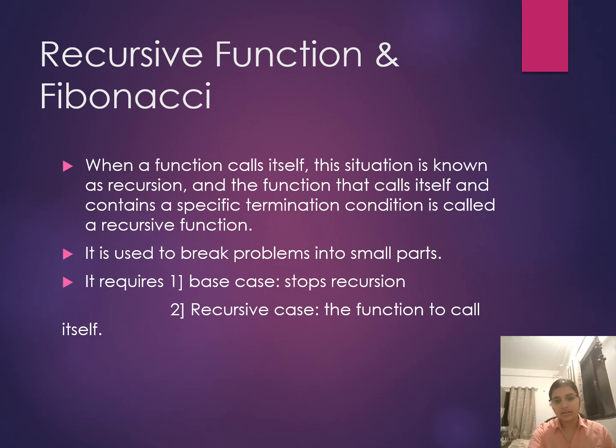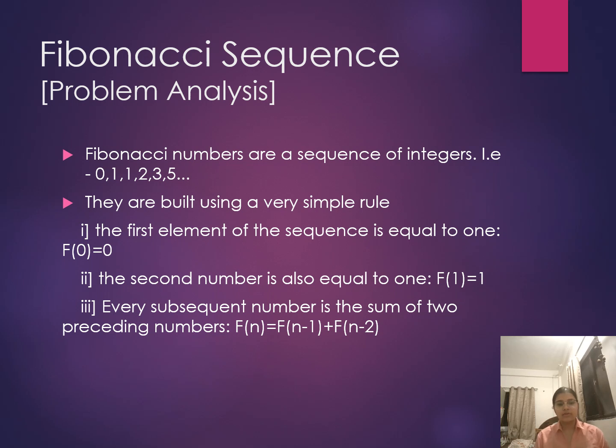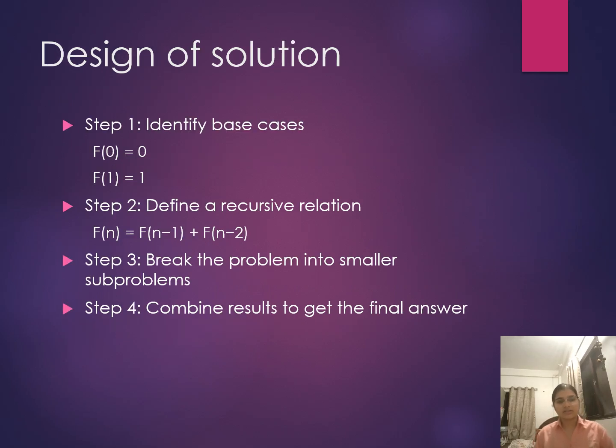When a function calls itself, the situation is known as a recursion. For a recursive function to work, it must have a termination condition to prevent infinite loop. Fibonacci numbers are a sequence of integers. They are built using a very simple rule. The first element of the sequence must be equal to 0, and the second number of the sequence must be equal to 1. To design the solution, we must follow the following steps.